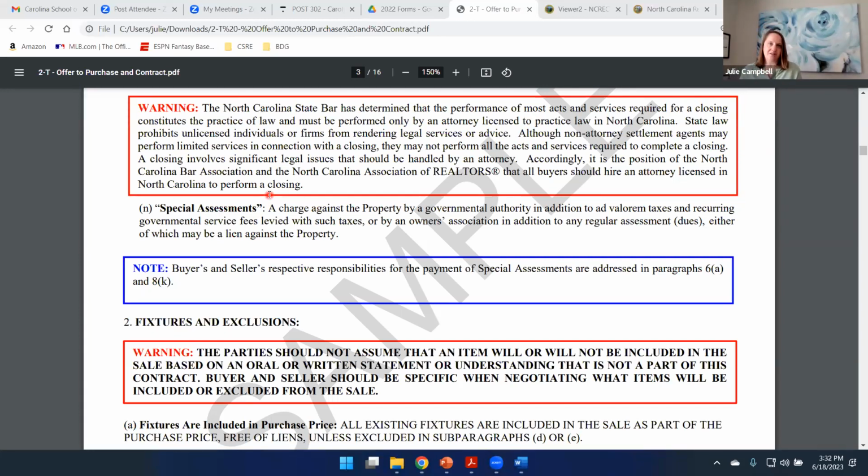Terms and definitions. Always a great place to start with the contract, getting that basic understanding of what does this mean? Comments? Terms and definitions.